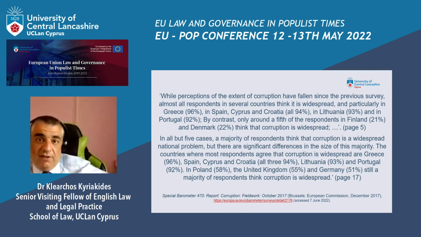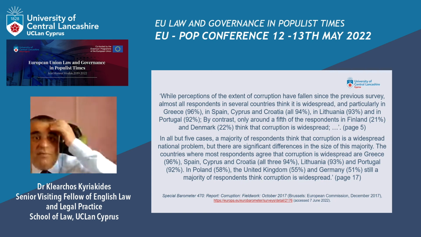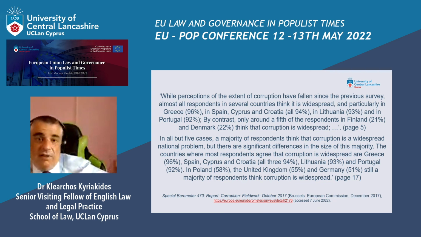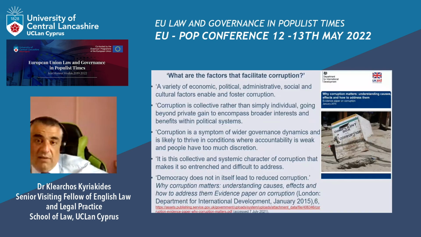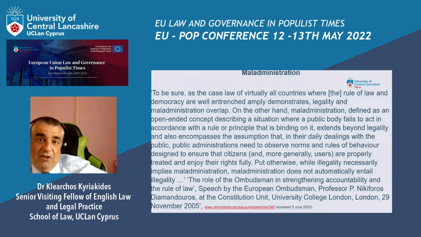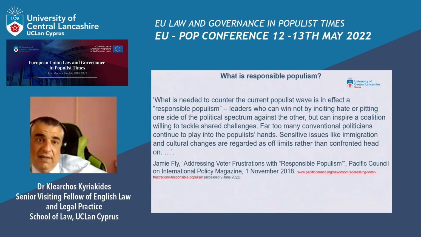While perceptions of the extent of corruption have fallen since the previous survey, almost all respondents in several countries think it's widespread, and particularly in Greece, where 96% of respondents spoke of corruption as being prevalent, as well as in Spain, Cyprus, and Croatia, where the equivalent figure of 94% was applicable. So I think the point that I'm going to finish on is that, here we are.